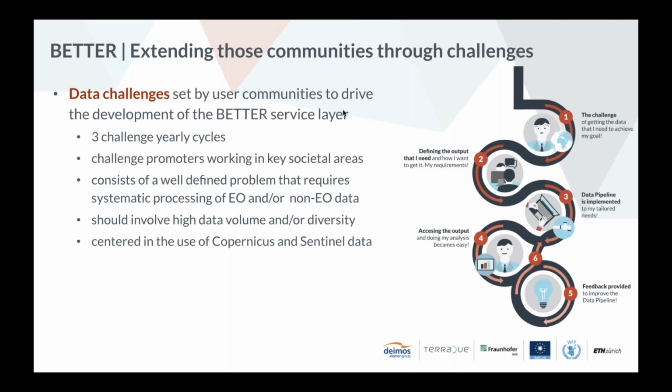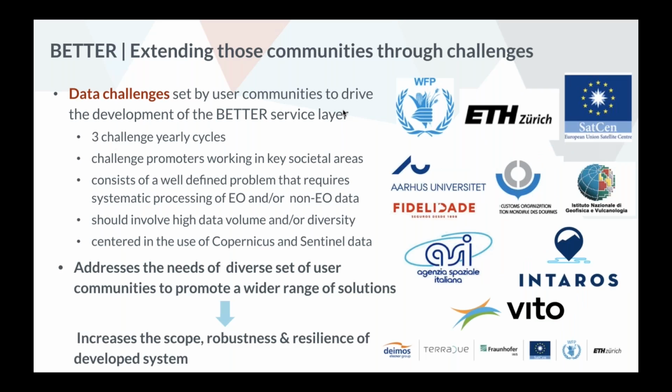So there are 3 yearly cycles, defining the challenges and identifying what is really important in the Earth observation community, how to use especially data from the Copernicus and Sentinel satellites and satellite images. So this is the process over 3 years. And next slide, just an additional remark.